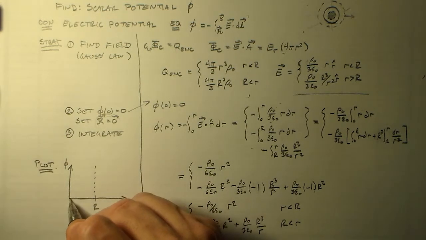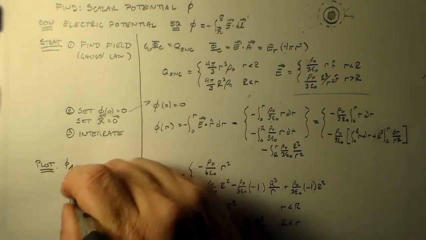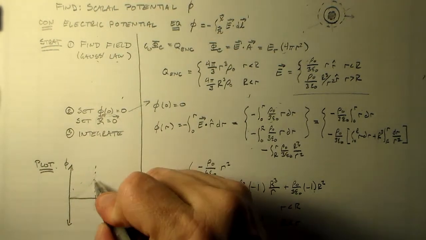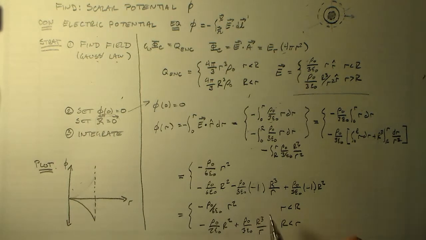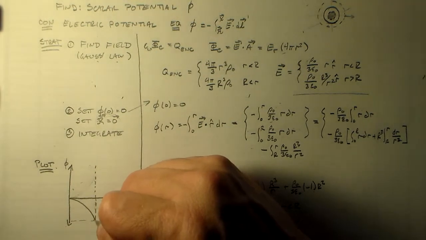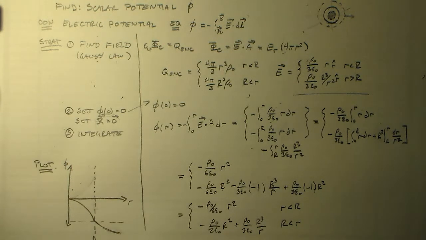So let's see, r squared. So we have a parabola coming up, the potential. No, actually, it looks like it's going down, doesn't it? Oh, no. That's what I get. We have this nice parabola going down, and then it comes back up. Let's see. So this is minus rho naught over 6 epsilon naught, right? When this goes to infinity, we're going to have minus 2. Is that what I'm looking at? So we've got minus 1/2, so that means we have something going on like that. So that seems pretty reasonable to me.